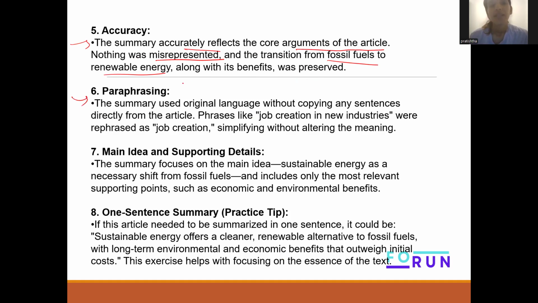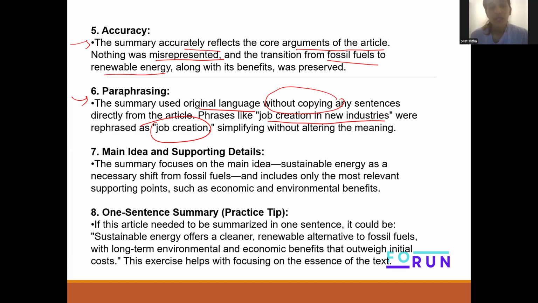Then paraphrasing. The summary used original language. It did not copy any sentence. We were able to paraphrase it. For example, job creation in new industries was rephrased just as job creation, right? We simplified it, or you could have also said something like increase in jobs, right? But we did not really copy the exact same thing.